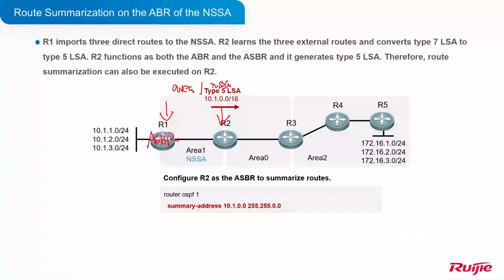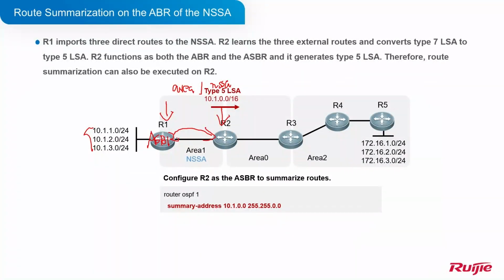And then we will do the redistribution on R1 device, and to learn the 10.1.1.0, 10.1.2.0, 10.1.3.0, these three detailed routing entries, right? And then for these three detailed routing entries, we will transfer the information to the R2 device, right?